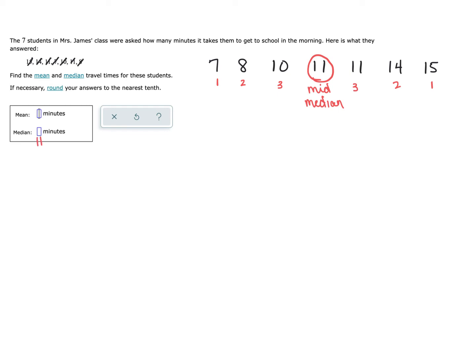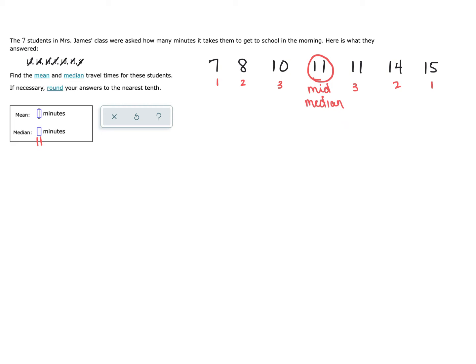Now, if this had been a case where the middle was maybe the 10 and the 11, then we would have taken them both as the central numbers, and we would have done the average, or the mean, which would have given us 10.5. But because this one had a perfect center of the number 11, we don't need to worry about this time. But median could be an average of the two physical central numbers.